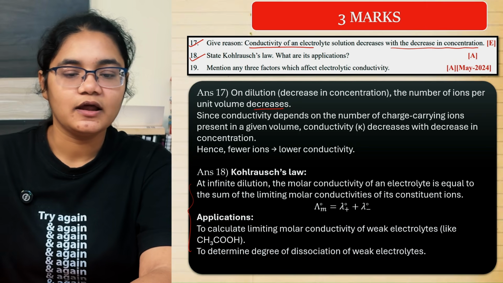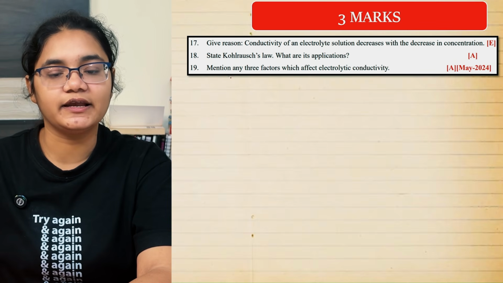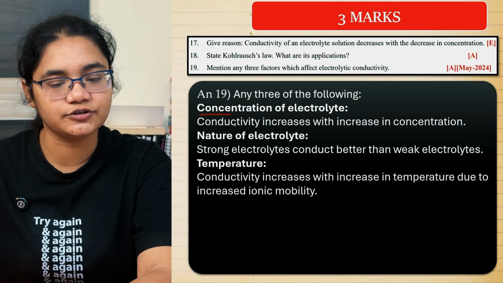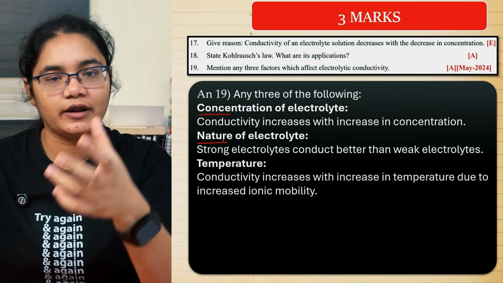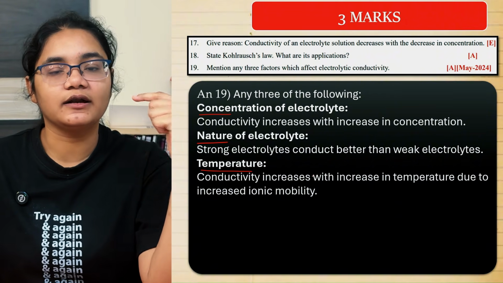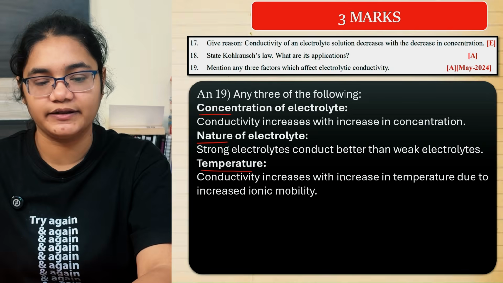Next, mention any three factors on which the electrolytic conductivity depends. There are many important factors. First is the concentration, and the nature of the electrolyte, strong electrolyte or weak electrolyte. Then we have temperature, which is also very important. Conductivity increases with increasing temperature.